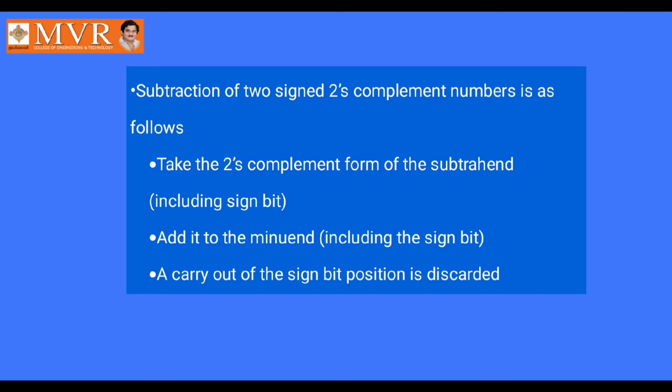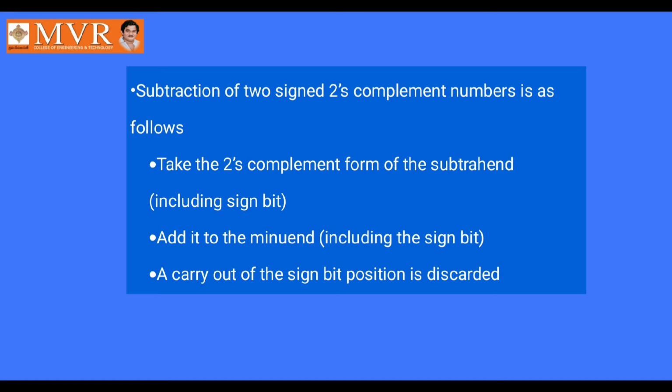So subtraction of two signed two's complement numbers is given as follows. The subtrahend, maybe it is x, y, z or whatever, is the second number. Subtrahend means the second number. What you are going to subtract, that is the subtrahend. You take the two's complement form of that number and add it to the minuend, the first number. So the first number is added to the two's complement of the second number.